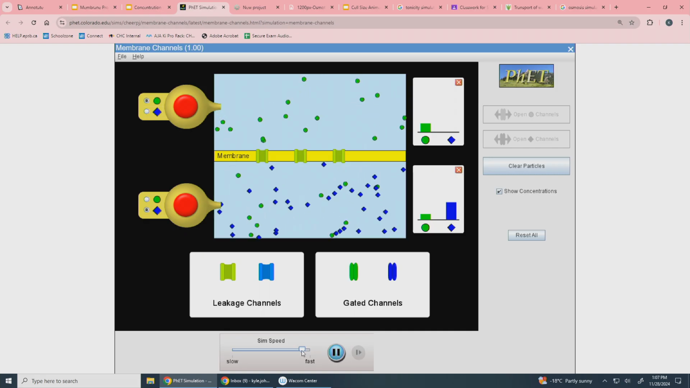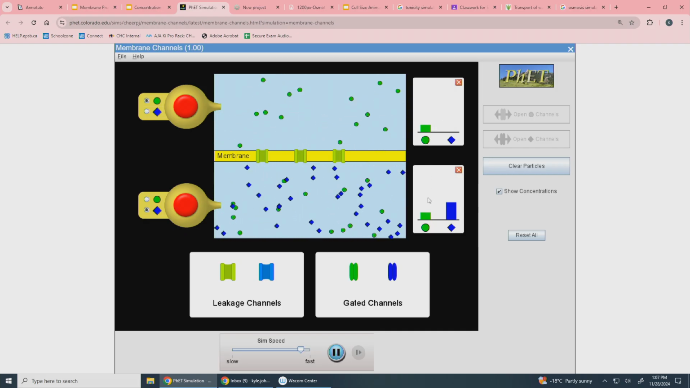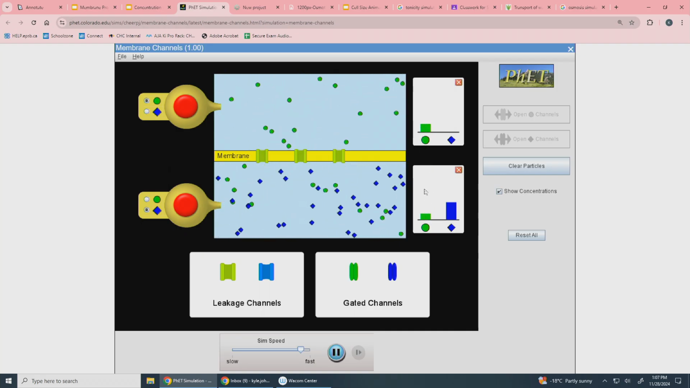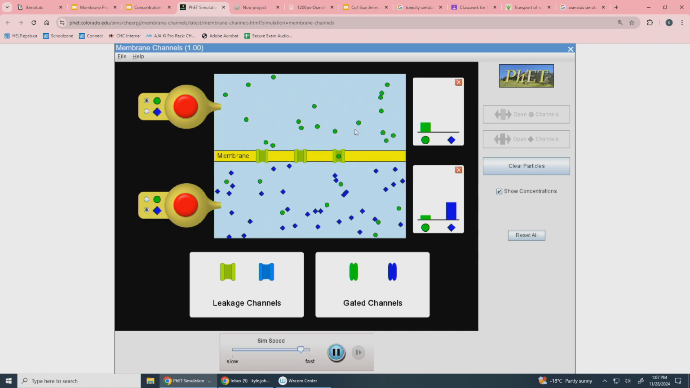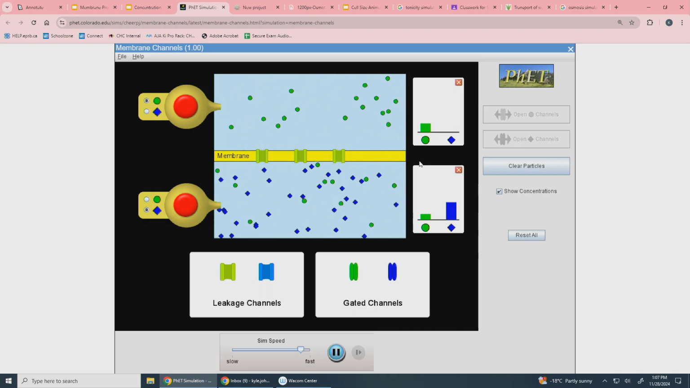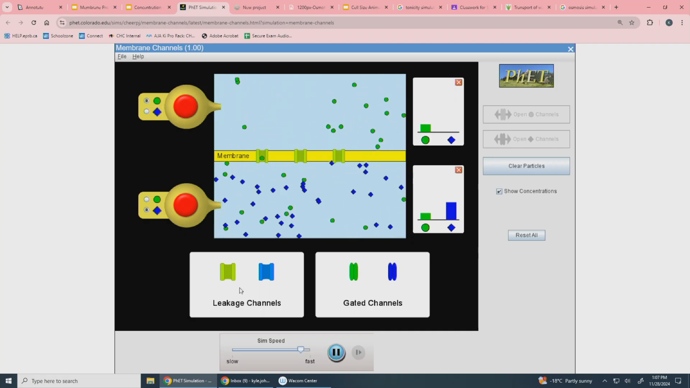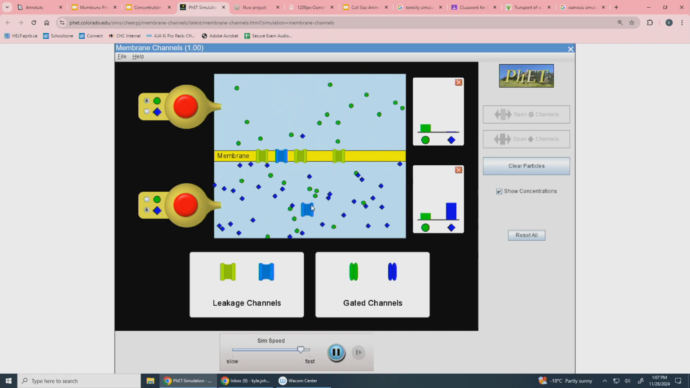I can speed this up so that we can reach equilibrium a little bit faster. Now, if you're comparing the size of these green columns, the concentrations of the green particles are equal on either side of the membrane, roughly. It keeps changing, though, because particles can keep moving back and forth. So it's in a state of equilibrium, but that equilibrium is dynamic. It keeps moving.